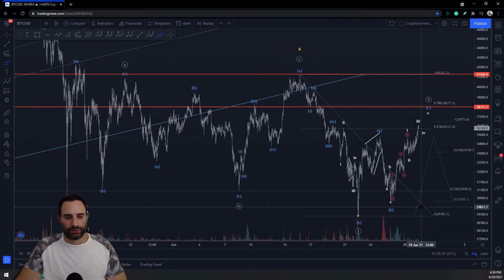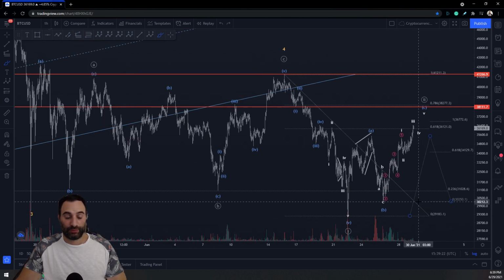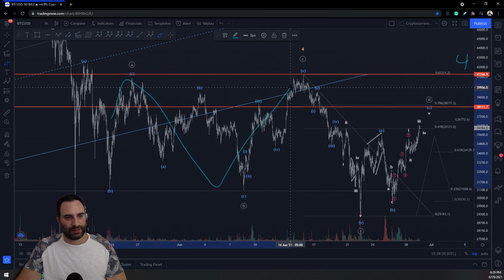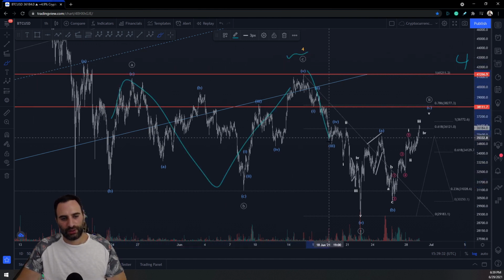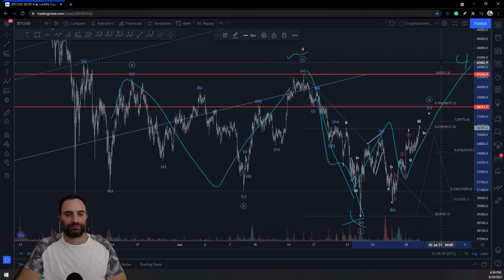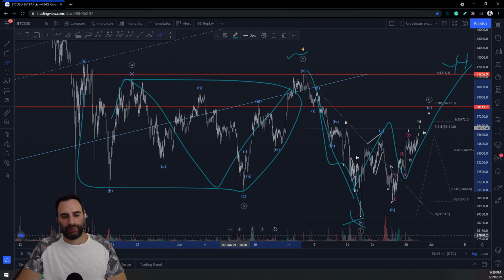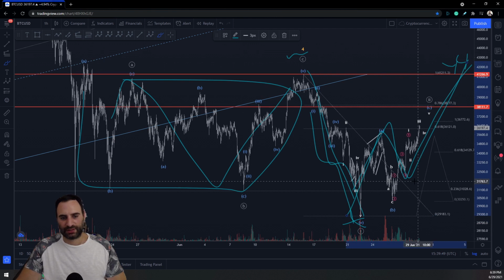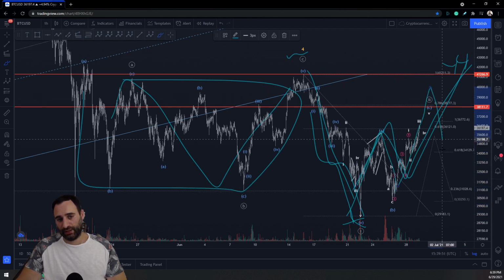Now, there is also a lower probability scenario that this is 3 and 4 has not finished yet, which means that's an ABC for W. That's going to be maybe an ABC for X, and that we're going to get another ABC for Y. That's going to be a W, X, and Y, with W being a flat, X a simple zigzag, and Y probably a simple zigzag, unless it turns out being some sort of diagonal over here as well, right?